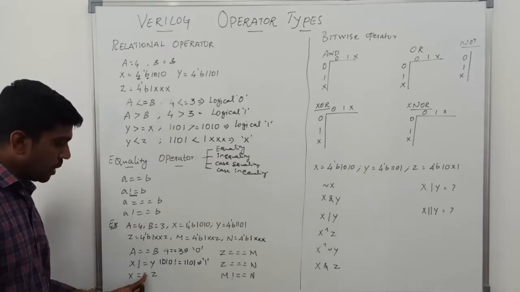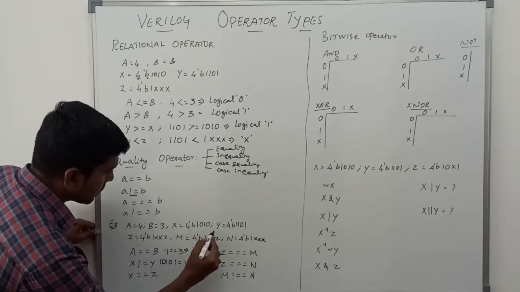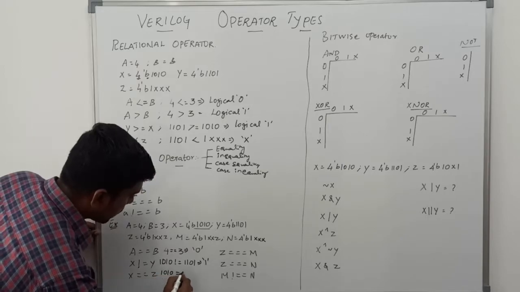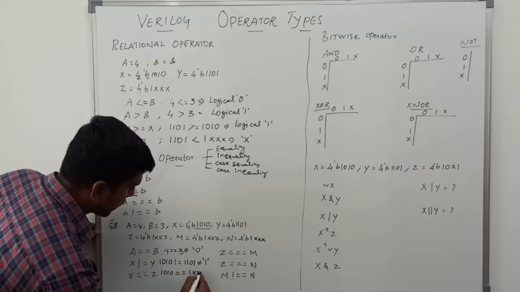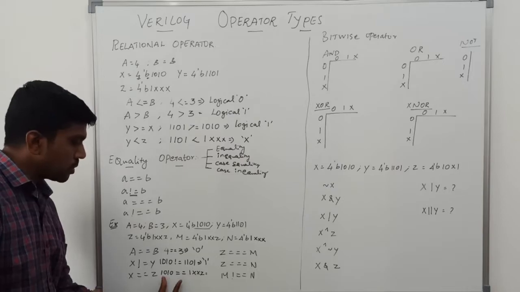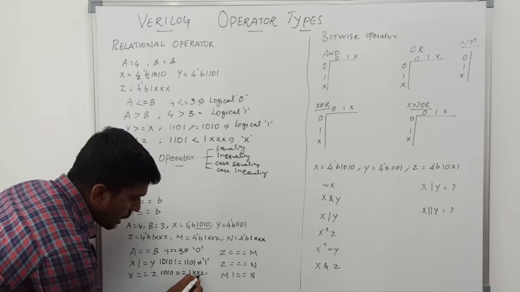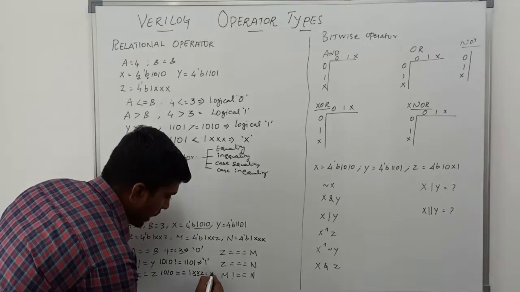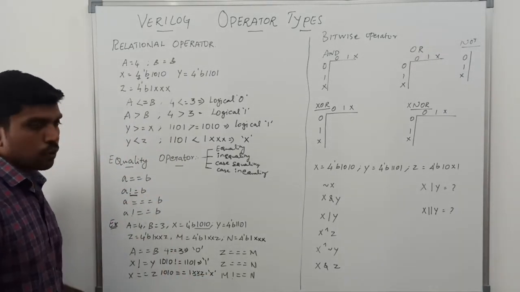Then X equal Z. X value is 1010, compared with Z value 1 don't care Z. You compare these two operand values. They are not equal, but the second operand has X and Z bits, so the output is X, the don't care value. This case is equality.